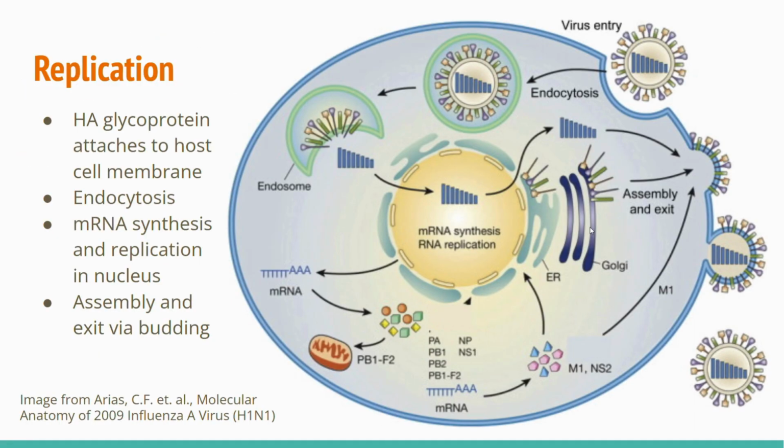Replication begins when the hemagglutinin glycoprotein attaches to the host cell membrane, then enters the cell via endocytosis. From there, the virus uncoats and genetic material enters the target cell's nucleus, where mRNA synthesis and replication occurs. New copies of the genetic material leave the nucleus and assemble and prepare to exit via budding.